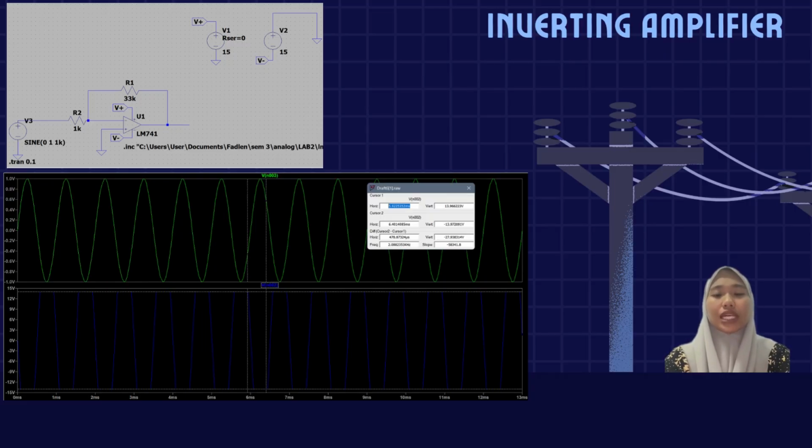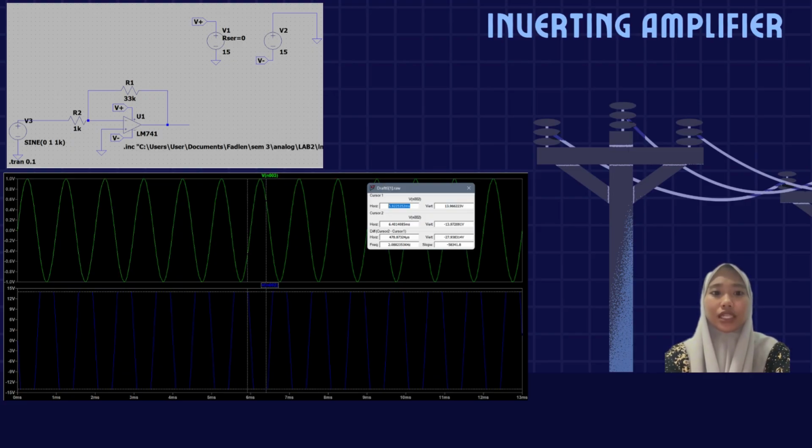Next, we move to the simulation and circuit demonstration. The first one is inverting amplifier. The input signal is applied to the op-amp's inverting negative terminal through a resistor R1.